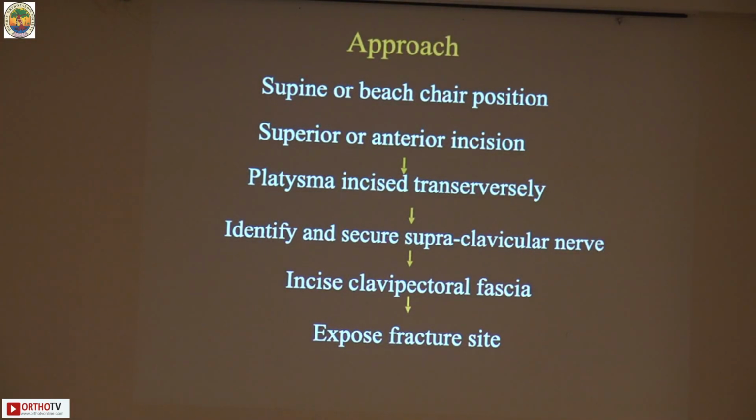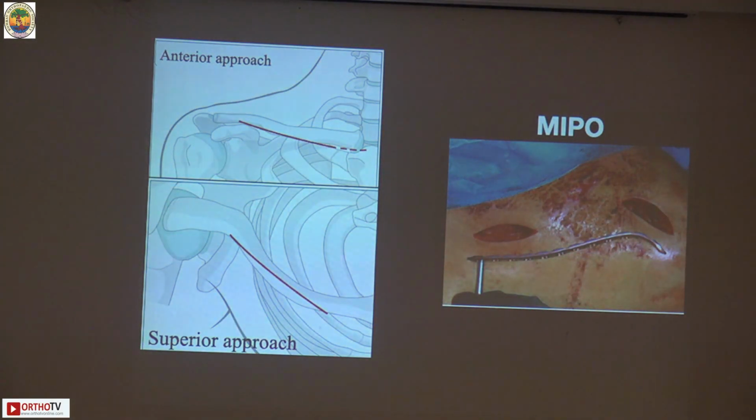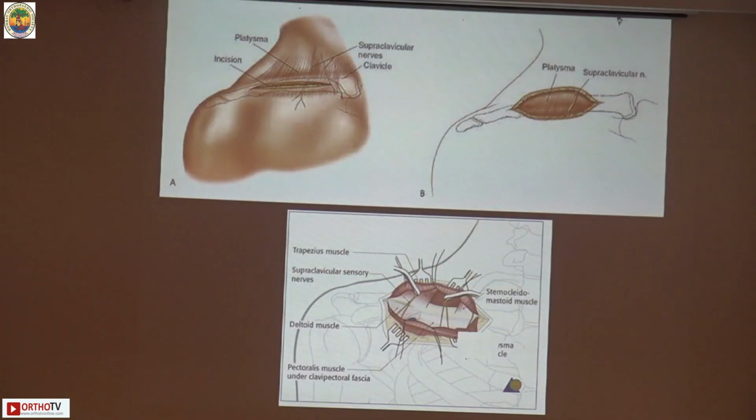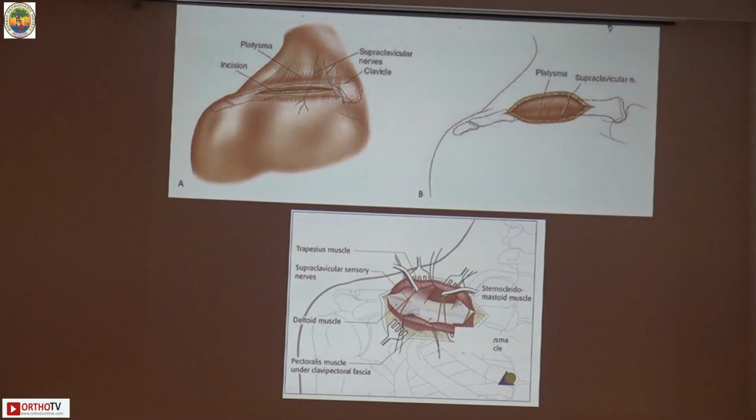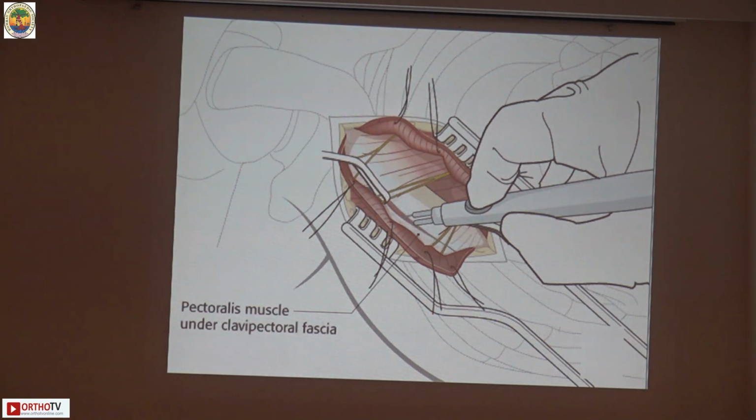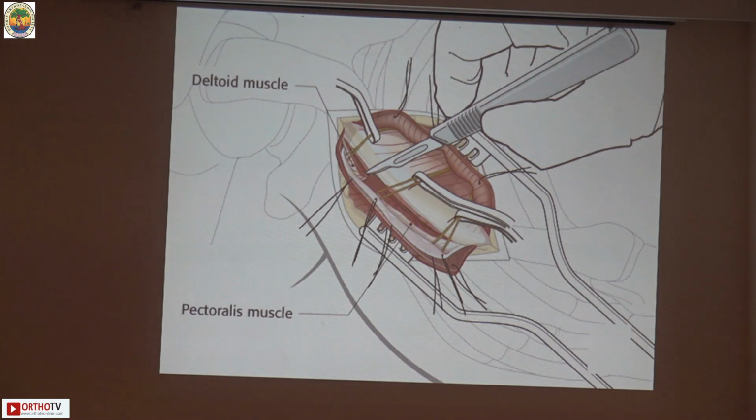For approaches, the patient is positioned supine or in a beach chair, with an oblique anterior approach or superior approach depending on the surgeon's preference. An oblique 8 to 10 cm incision is made inferior or superior to the clavicle, centering over the fracture. Plating can be done through smaller incisions without opening the fracture site. We dissect transversely, identify and tag the platysma, identify and secure the supraclavicular nerves, incise the clavipectoral fascia and expose the fracture.